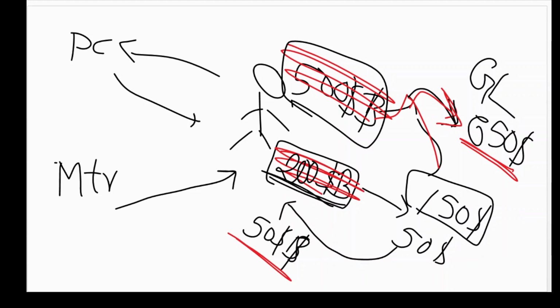With that being said, this $50 worth of Bitcoin is a UTXO for you. And similarly, this $650 worth of Bitcoin is a UTXO for this someone else.